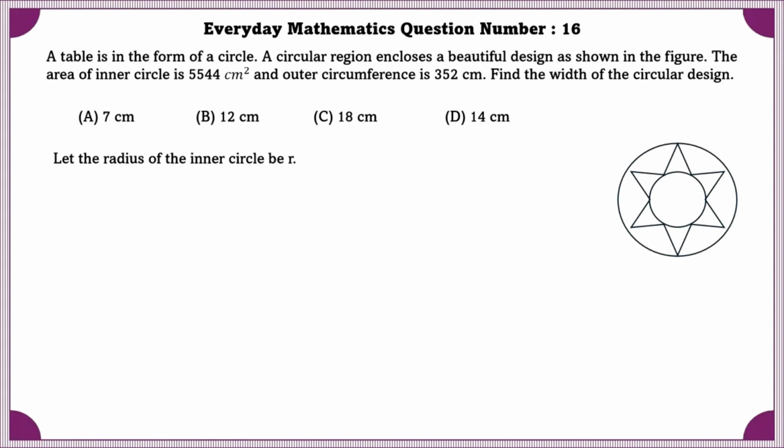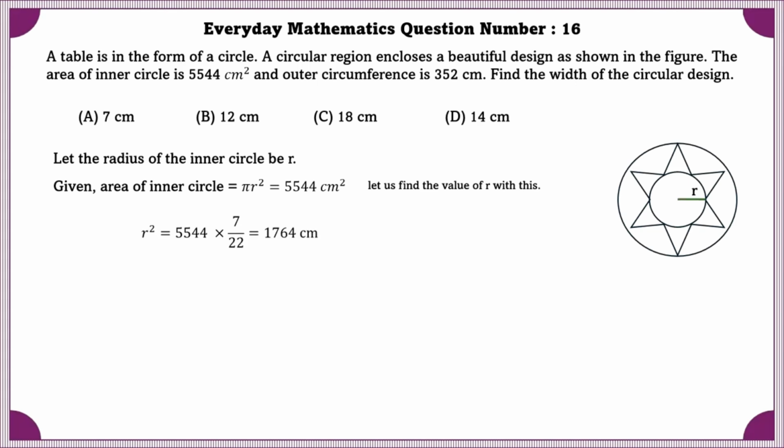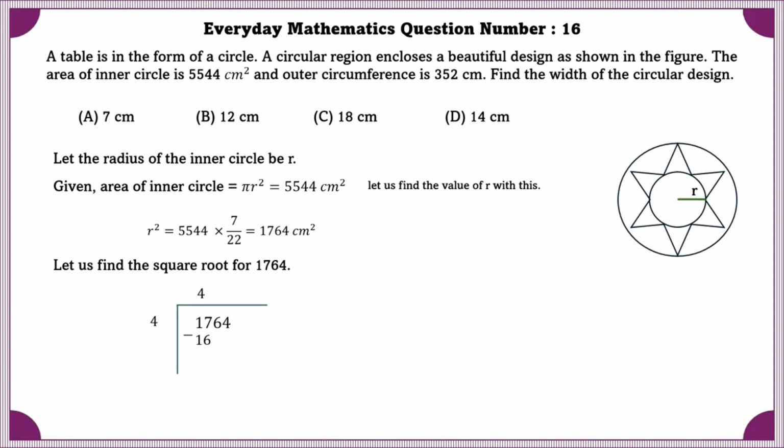Let the radius of the inner circle be r. Given area of the inner circle is equal to pi r square, which is equal to 5544 centimeter square. Using this, we can find the value of r. R square is equal to 1764 centimeter square. So let us find the square root of 1764. Therefore, r is equal to 42 centimeters. Let the radius of the outer circle be capital R.